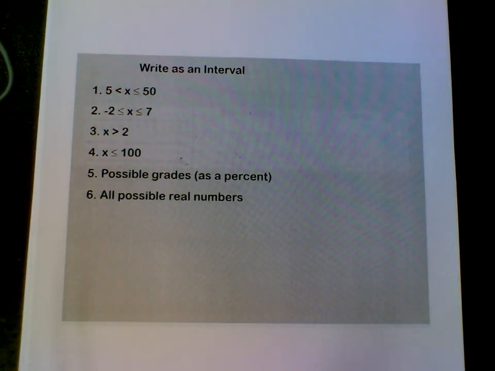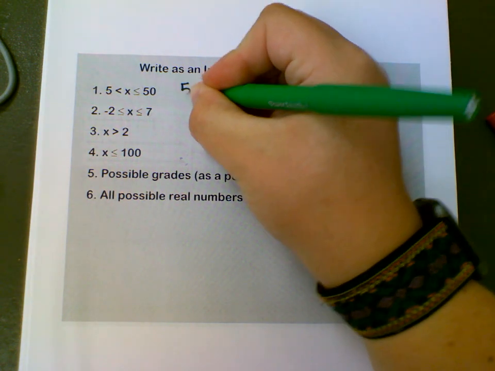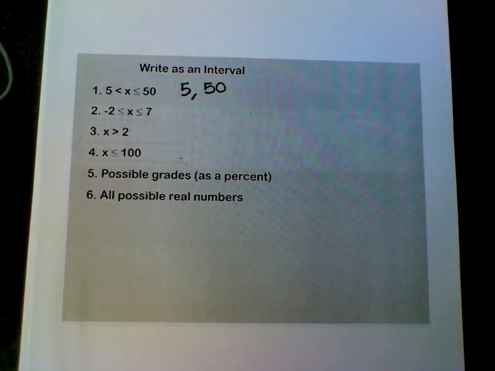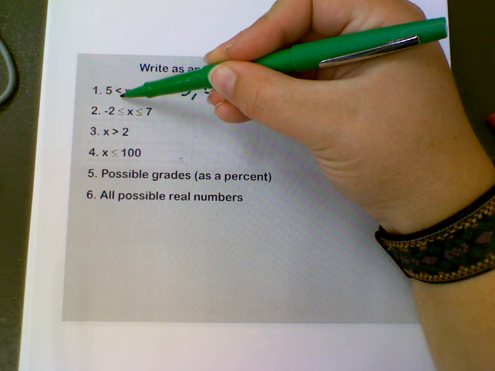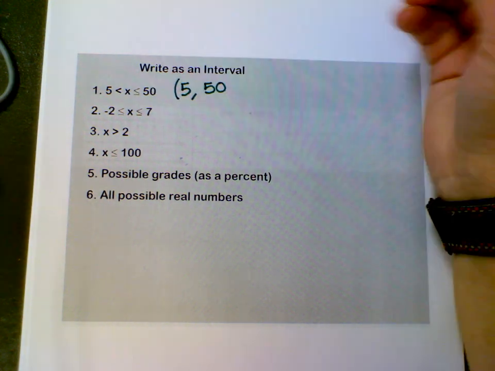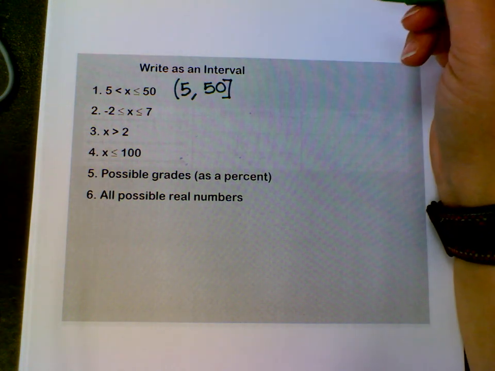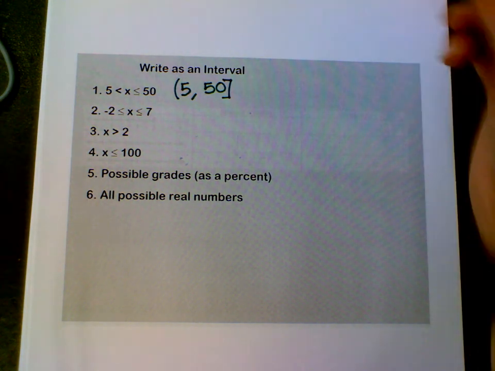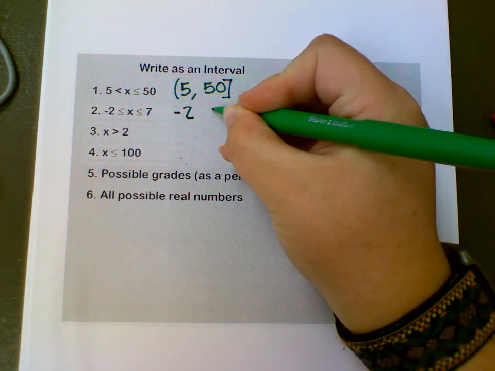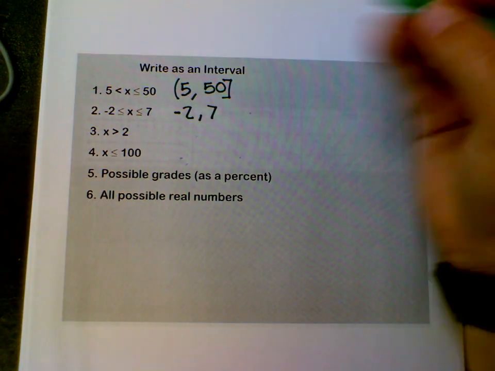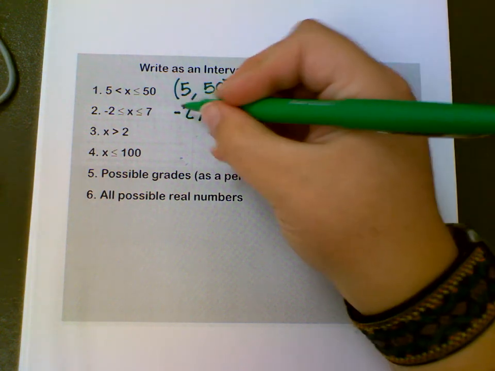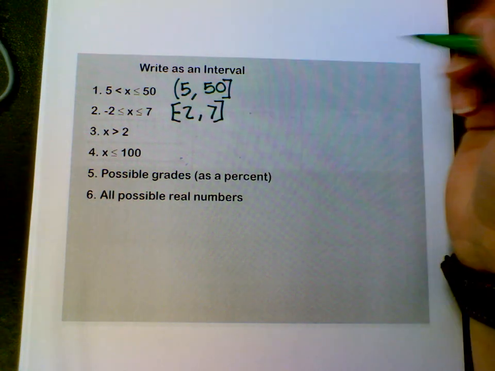All right, let's write these inequalities as an interval. For our first one, 5 is less than x is less than or equal to 50. Well, if I have 2 endpoints, those are the 2 numbers that I separate with a comma in my interval notation. The 5 does not have an or equal to symbol, so it's got a parenthesis. The 50 does have an or equal to, so it gets a bracket. Negative 2 is less than or equal to x is less than or equal to 7, so I put my 2 end numbers, negative 2 comma 7. Both of those end numbers are included, so I put brackets on both ends.